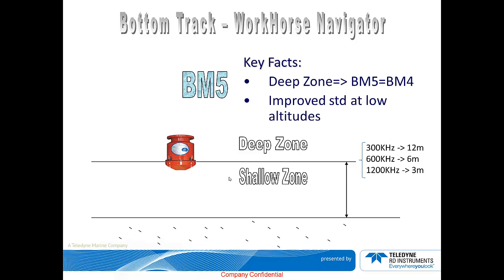With bottom mode 5, the DVL divides the site into two, the deep zone and the shallow zone. The definition of the shallow zone would depend on the Workhorse Navigator's frequency. For example, for a 300 kHz Navigator, the shallow zone is defined as below 12 meters of altitude. For a 600 kHz Navigator, the shallow zone is defined as below 6 meters of altitude, while for a 1200 kHz Navigator, it is below 3 meters of altitude.